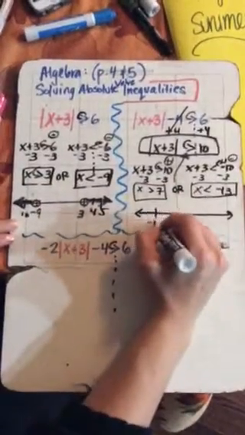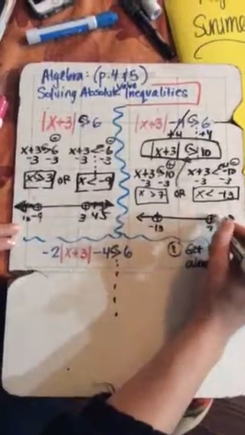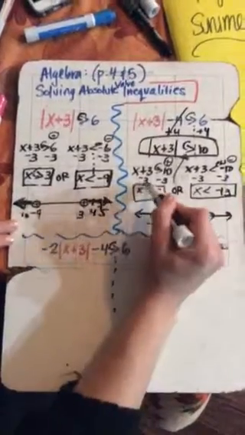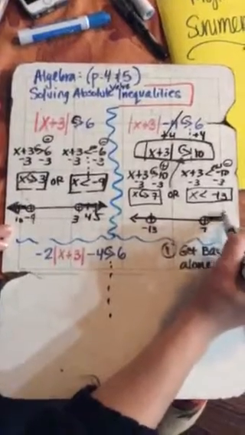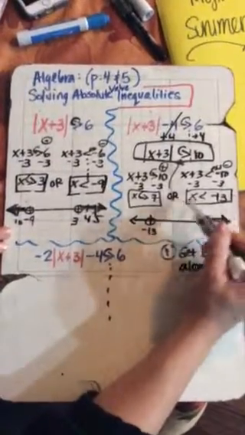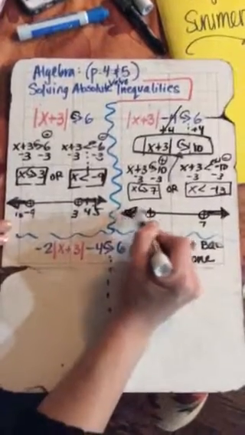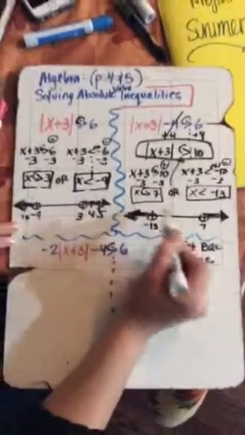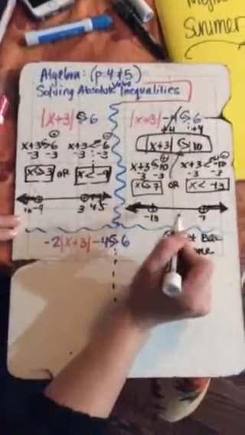-13 is first on the number line. It's an open circle. +7 is second on the number line. So x could be anything greater than 7, 8, 9, 10, 11. Or x could be anything less than -13, -14, -15, -16. So as we see right here, it does also look like an OR graph.